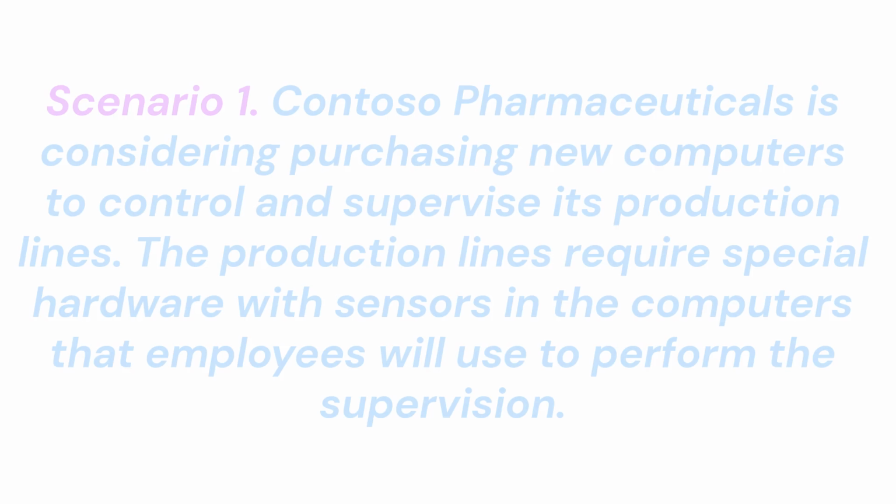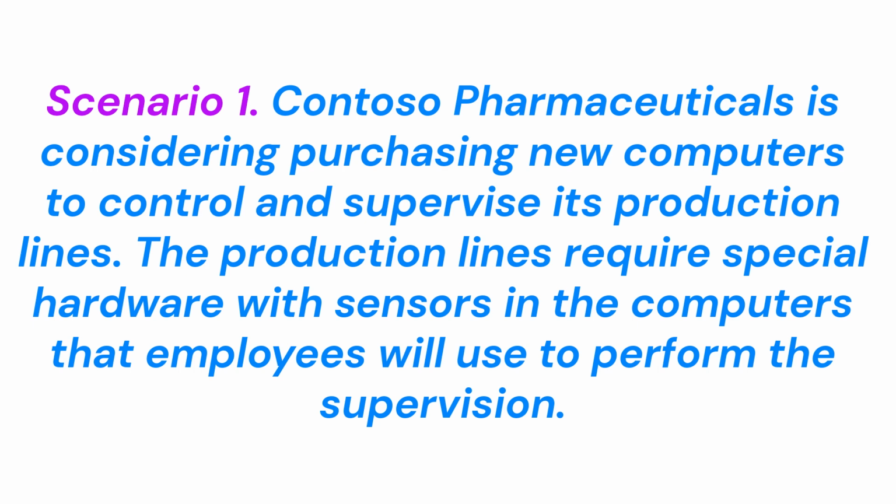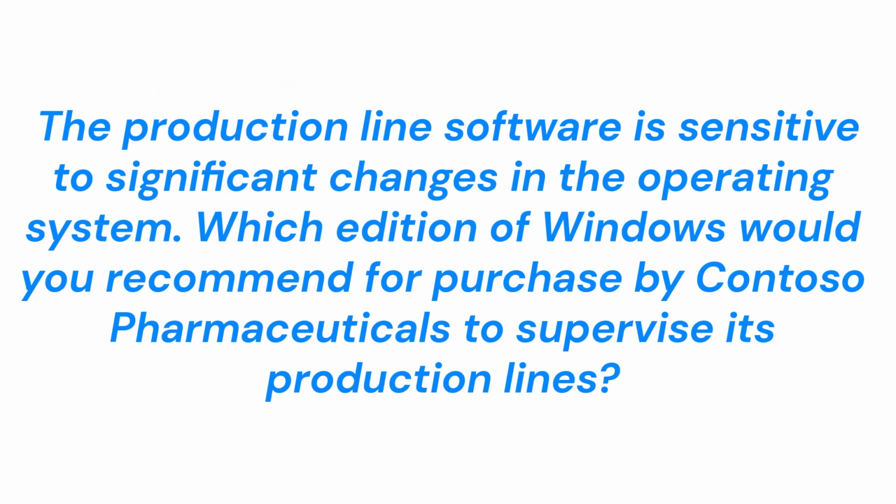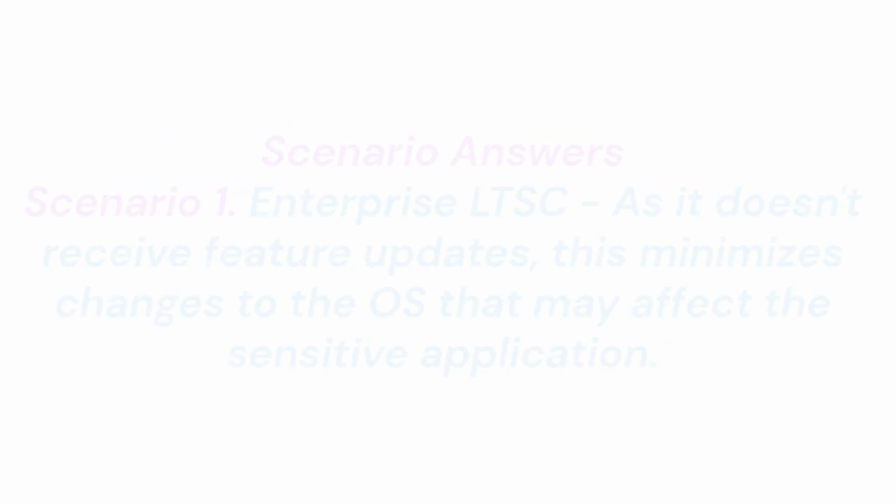Scenario 1. Contoso Pharmaceuticals is considering purchasing new computers to control and supervise its production lines. The production lines require special hardware with sensors in the computers that employees will use to perform the supervision. The production line software is sensitive to significant changes in the operating system. Which edition of Windows would you recommend for purchase by Contoso Pharmaceuticals to supervise its production lines?